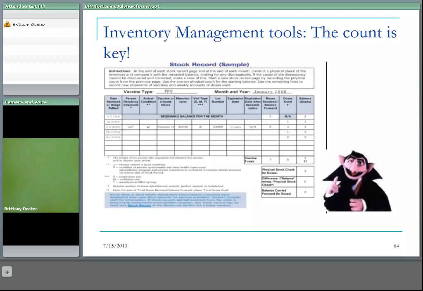The issue of how often you do counts is something that probably changes depending on which area you're in. That's something to talk about with your biological product consultant. The importance of counting cannot be overstated. As I said here, the count is key, and not just the count from Sesame Street.